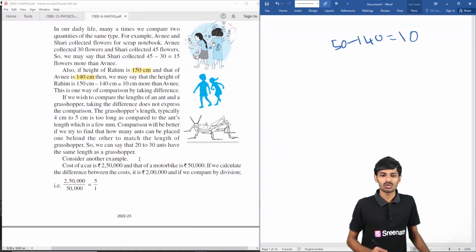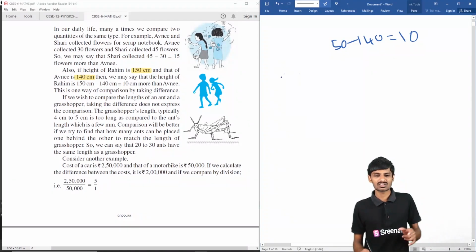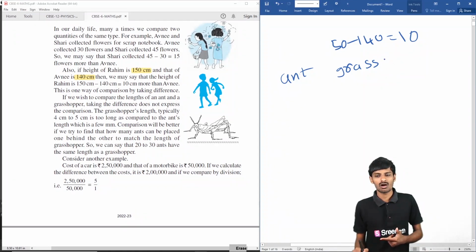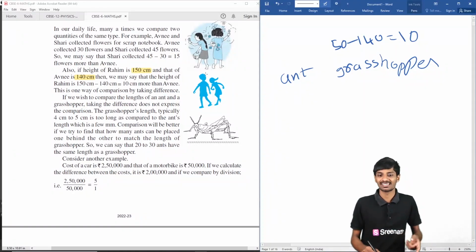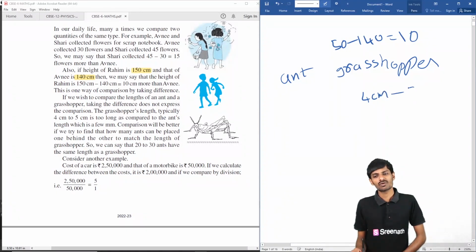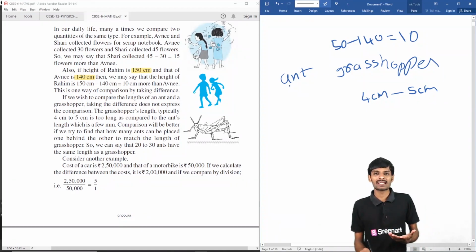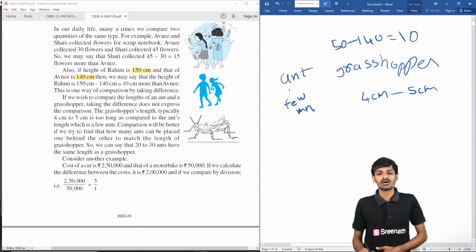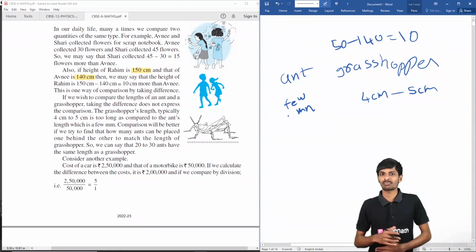But I have told you, if you want to compare the lengths of an ant and a grasshopper, how to do it? If you do it the same way as you did for the heights, you are mistaken, friends. Why? Because the grasshopper's length is 4 to 5 centimeters. But what about the ant? It is only a few millimeters, not even 1 centimeter. There is a lot of difference you will get if you subtract them.